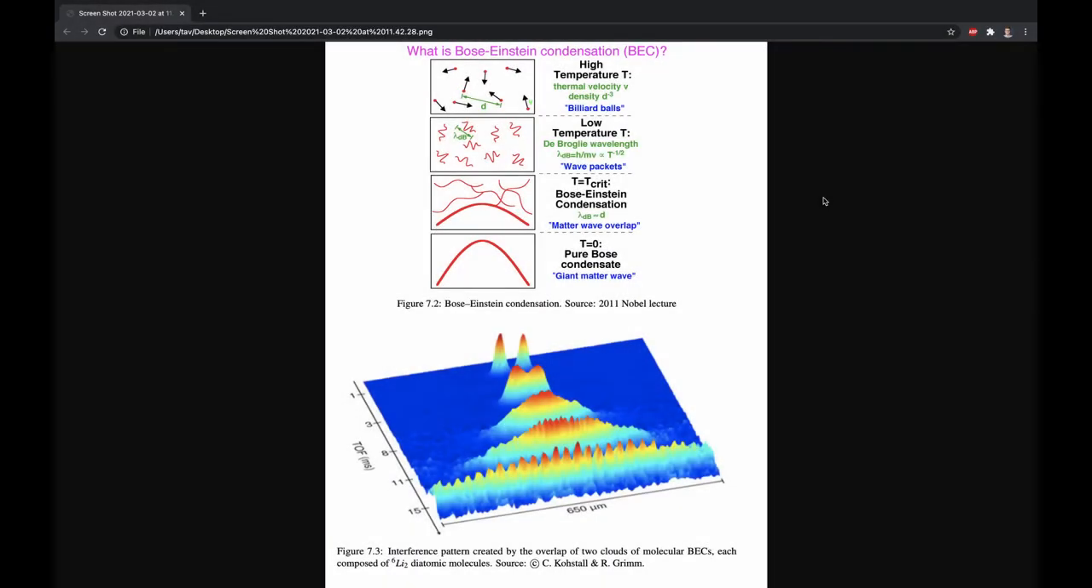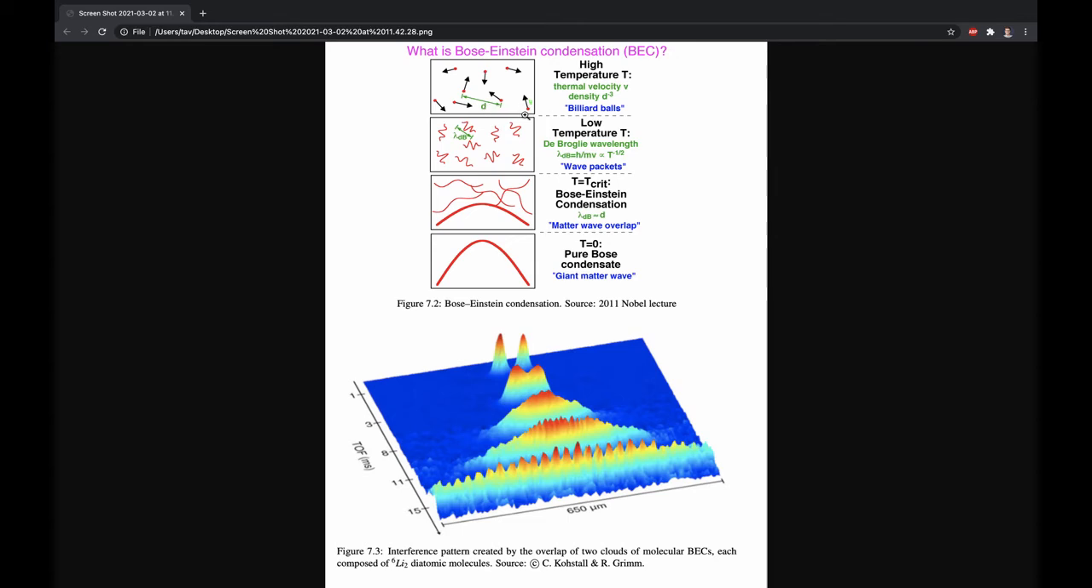There are some further fun things that we could do with these Bose-Einstein condensates. First of all, look at this plot, which is 7.2 from my book, and that's actually coming from the 2011 Nobel Prize. They did give a Nobel Prize for Bose-Einstein condensates. What we see here is that at high temperatures, particles can be described as balls that are just hitting each other.